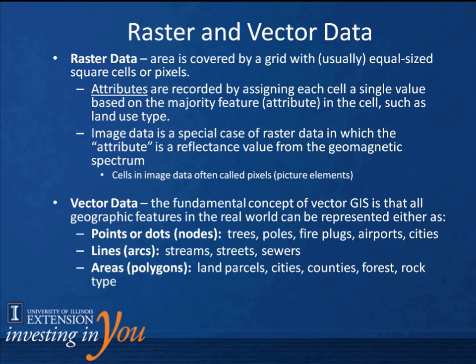The converse or complementary type of data is a vector data set. The fundamental concept in vector GIS is that all geographic features in the real world can be represented either as points or dots, lines, or polygons or areas. For instance, what we might represent with points or dots would be trees, poles, fire plugs, airports, or cities, depending on the scale of our map. Lines may be used to depict streams, streets, or sewers. With polygons or areas, we may be depicting land parcels or the boundaries of a city or county. We may be delineating where a forest is, or mapping a certain rock type or geological feature.